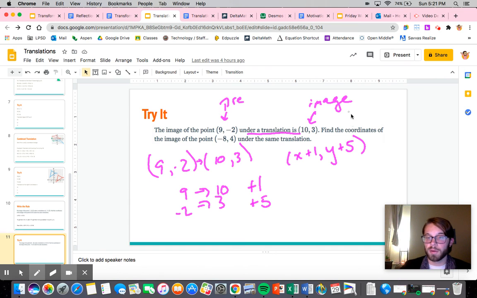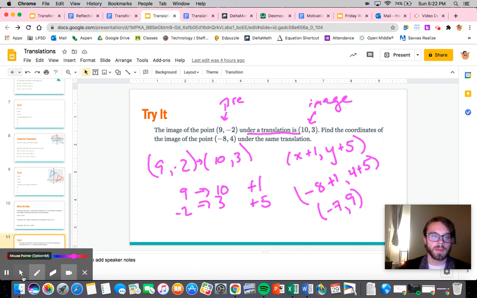So then when I want to find the coordinates of this under the same translation, I'm going to apply these again, all right? So essentially what I'm going to do is I'm going to plug in the 8 plus 1. I'm going to plug in the 4 plus 5. So my point under this translation is going to be -7, 5.